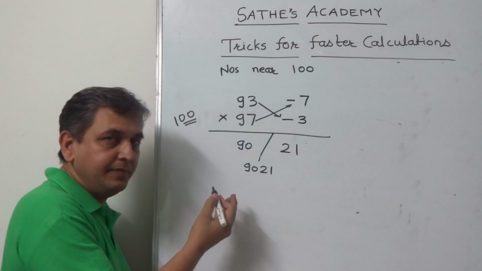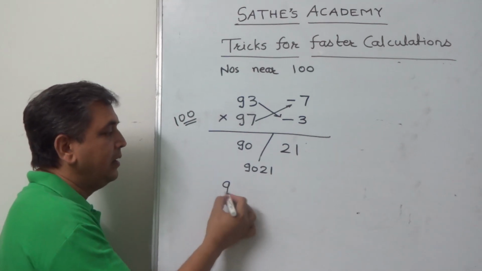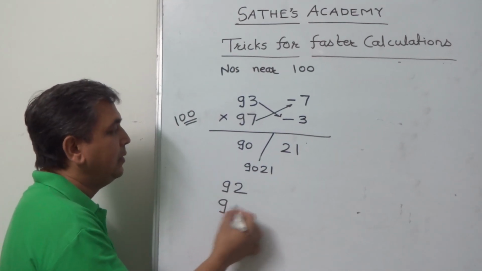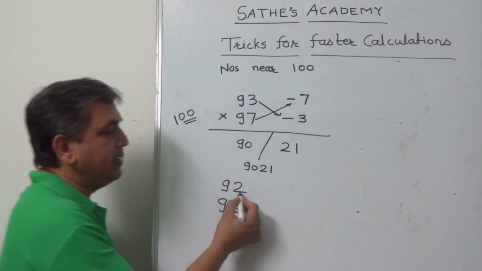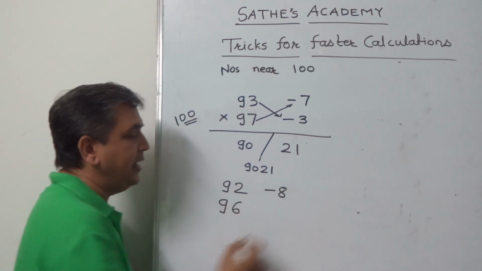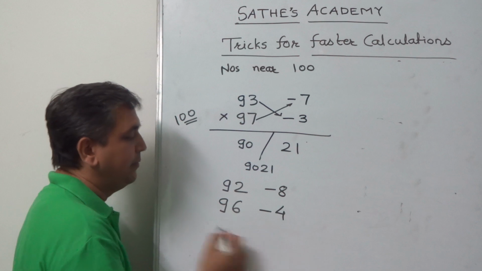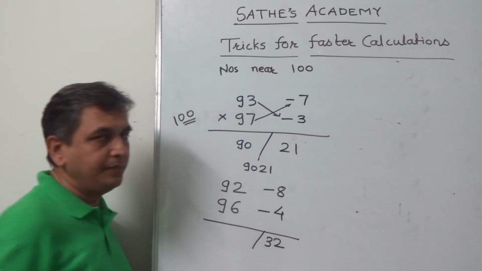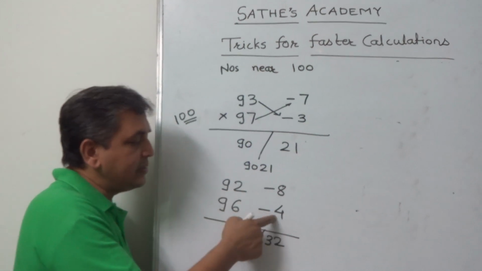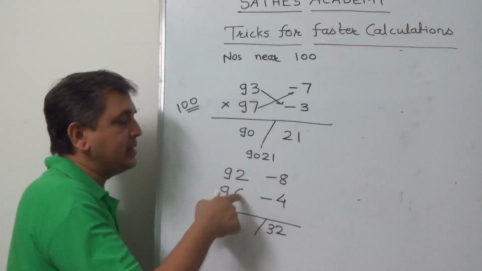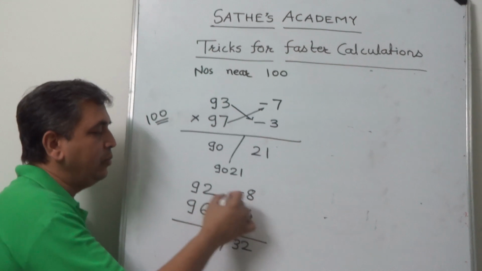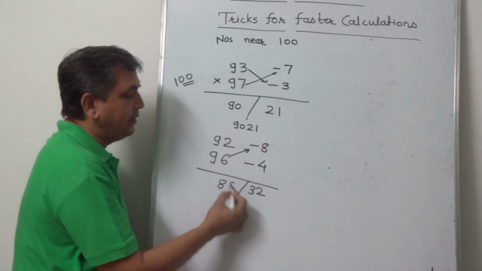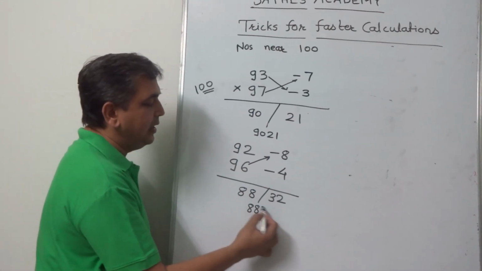Isn't it very easy? Let us take another example. 92, 96. This number is less 8. This number is less 4. 8 4s are 32. 92 minus 4 or 96 minus 8. Any calculation we do, answer will be the same, 88. So answer is 8832.